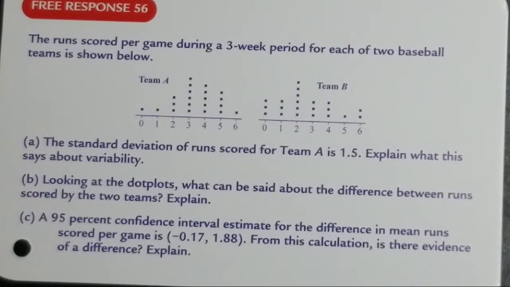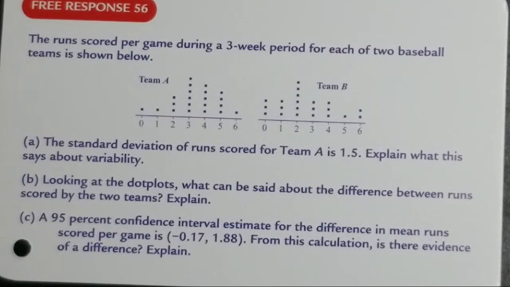From this calculation, is there evidence of a difference? Explain. Okay, first of all, let's go back to the confidence interval. Based on this calculation, we can say we are 95% confident that the true mean difference in runs scored between Team A and Team B is in that interval. We're 95% confident we have it in that interval.